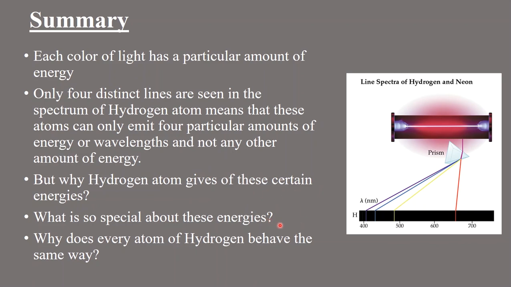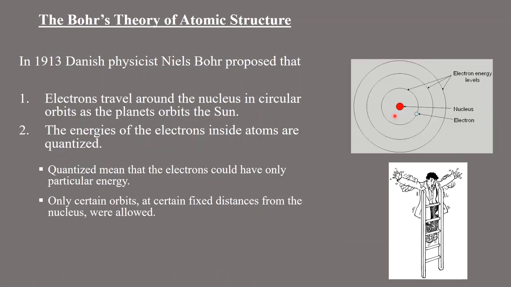What is so special about these energies, and why does every atom of hydrogen behave the same way? The answer to this you will see in the next few slides. In 1913, Danish physicist Niels Bohr proposed that electrons travel around the nucleus in circular orbits as the planets orbit the sun. You can see this in this image.